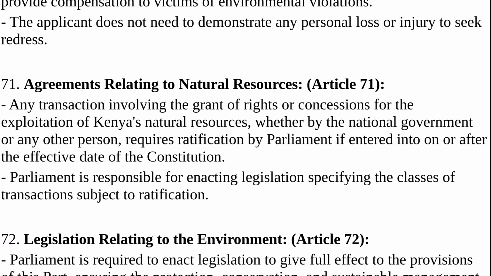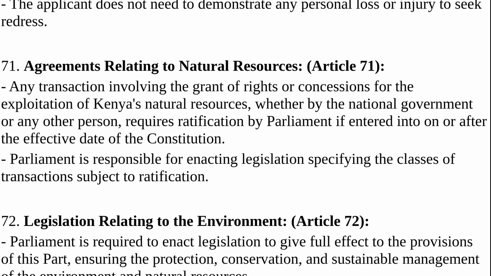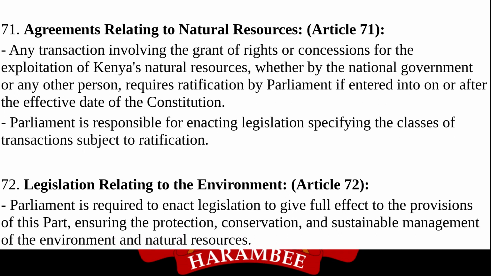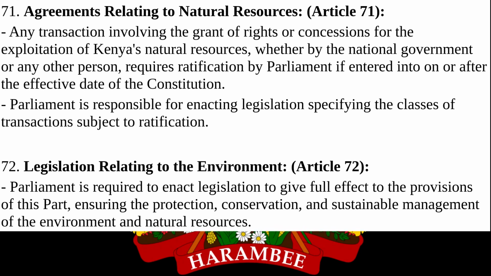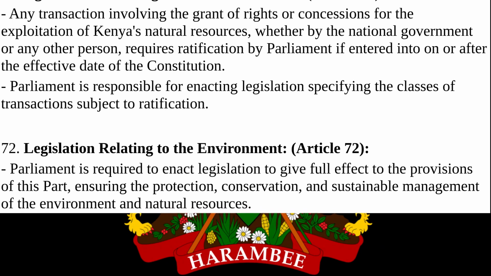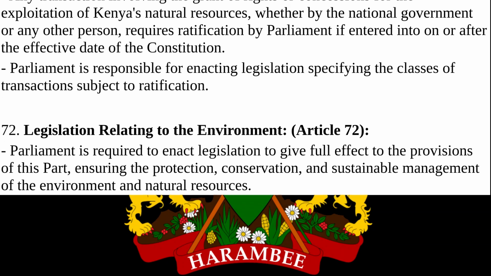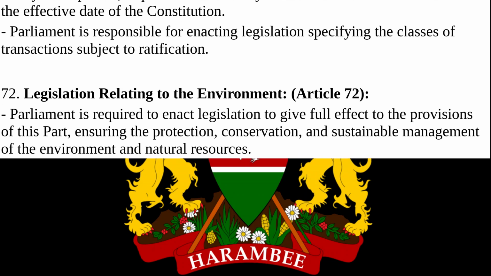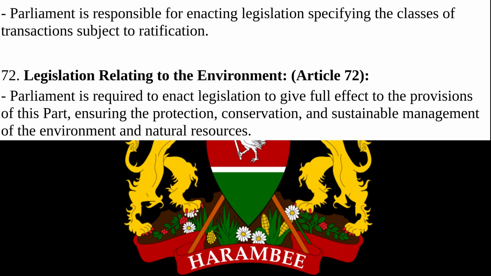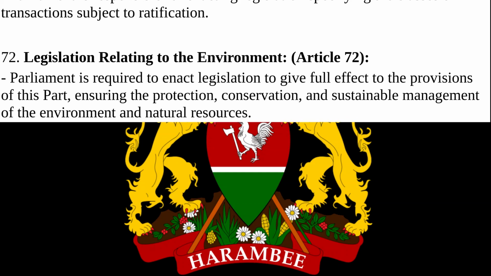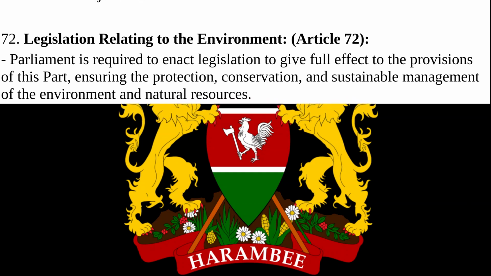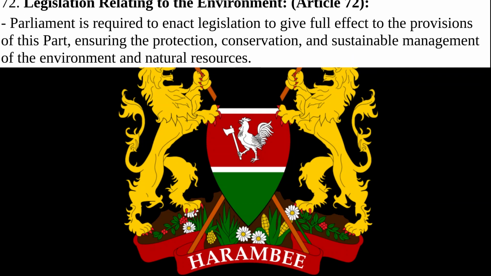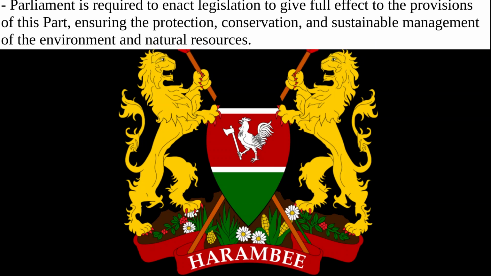71. Agreements relating to natural resources. Article 71. Any transaction involving the grant of rights or concessions for the exploitation of Kenya's natural resources, whether by the national government or any other person, requires ratification by Parliament if entered into on or after the effective date of the Constitution. Parliament is responsible for enacting legislation specifying the classes of transactions subject to ratification. 72. Legislation relating to the environment. Article 72. Parliament is required to enact legislation to give full effect to the provisions of this part, ensuring the protection, conservation, and sustainable management of the environment and natural resources.